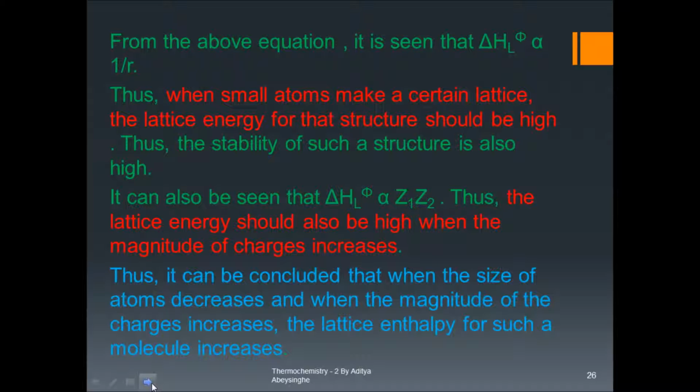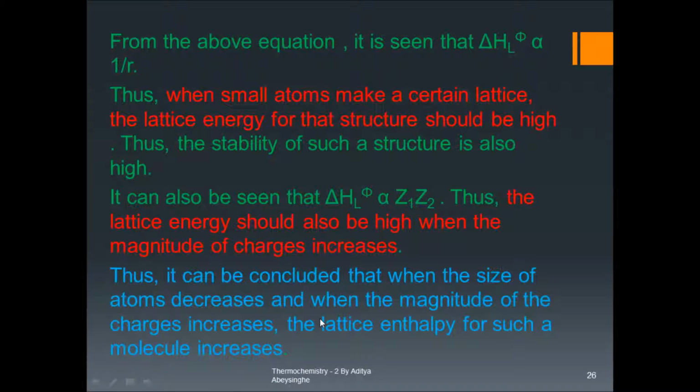For example, if you take magnesium chloride, the standard lattice enthalpy for magnesium chloride should be high, because you take +2 of magnesium and -1, so that forms -2. So magnesium chloride has a high strength. So you can also say that when the size of atoms decreases and when the magnitude of the charges increases, the standard lattice enthalpy for such a molecule increases. So that's it about the different types of standard enthalpy.